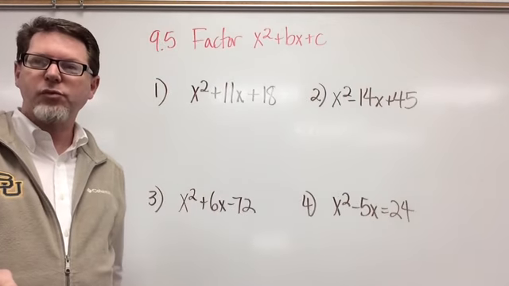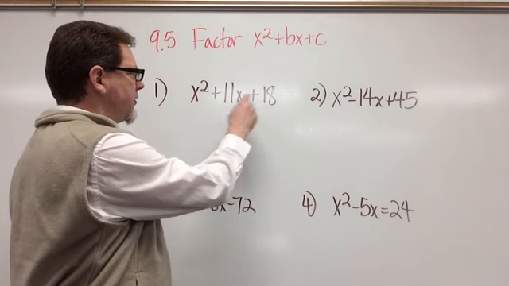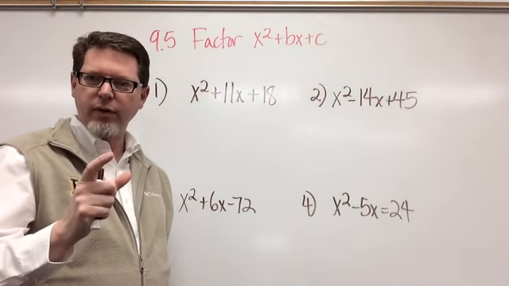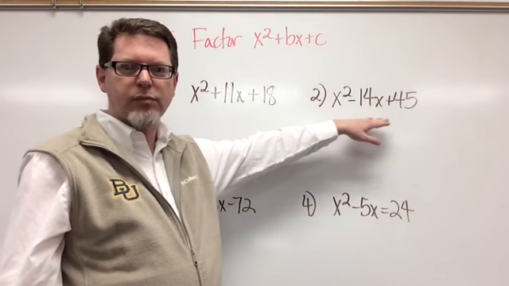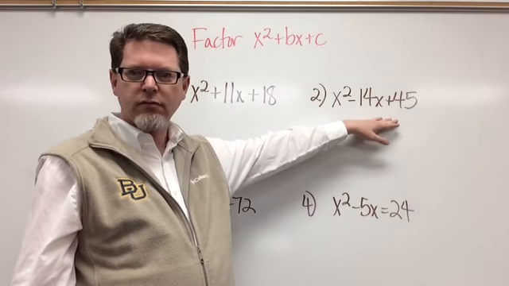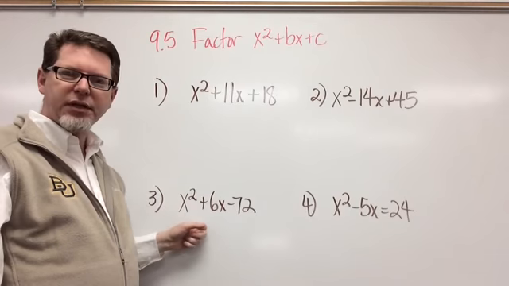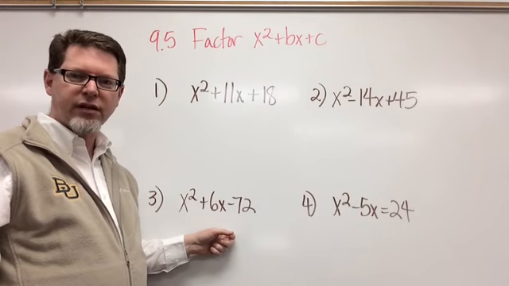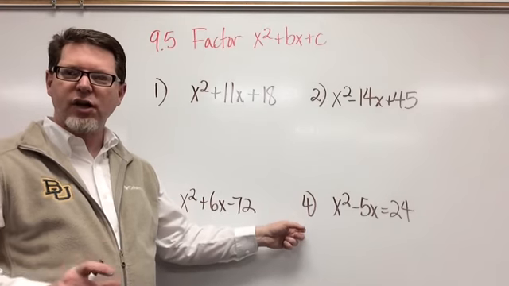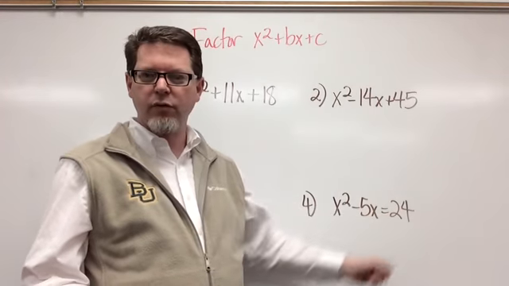So here are your 4 practice problems for this weekend. Number 1 is x squared plus 11x plus 18, so find the two binomial factors. Number 2, x squared minus 14x plus 45, find the two binomial factors. Number 3 is x squared plus 6x minus 72, so find the two binomial factors. And then the last one is to solve the equation x squared minus 5x equals 24.